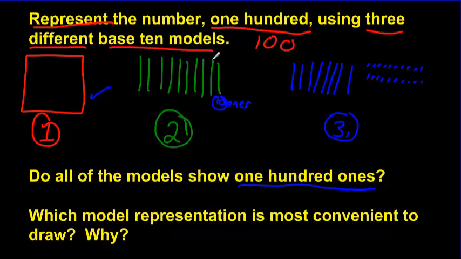Each has 10 ones. And since they all have 10 ones, if you add them up, you get 10, 20, 30, 40, all the way up to 100. So this one does show 100 ones. And our third example, well, this shows 10, 20, 30, 40, 50, 60, 70, 80 ones in here. And another 20 ones over here does add up to 100 ones.